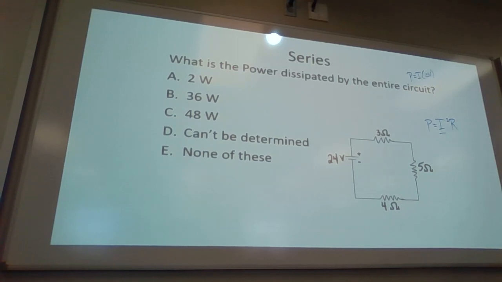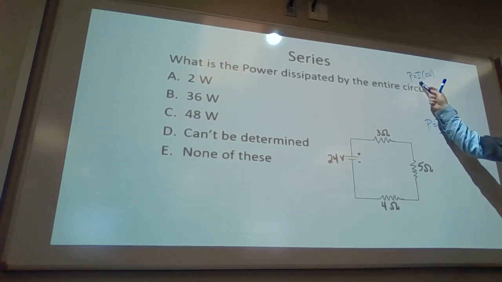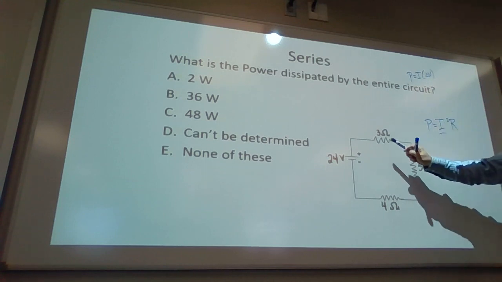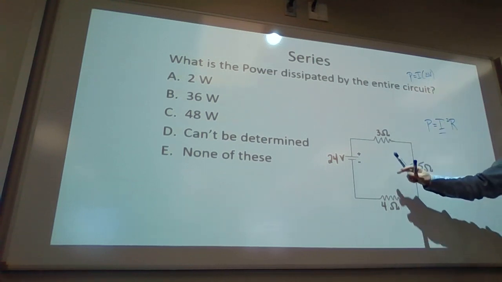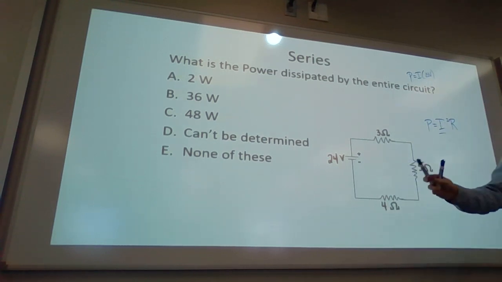All right. Correct answer is C. You could do this a couple different ways. You could say the total current was 2 amps, total voltage is 24 volts, therefore 48 watts. You could find the power dissipated by each one of these and then add them all up. You'll find in circuits that often there's a couple different ways to come to the correct answer.